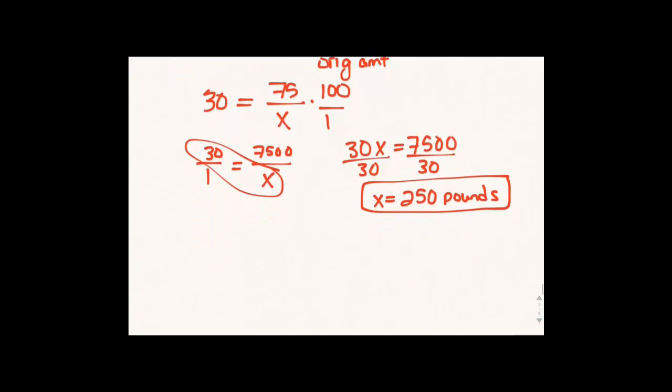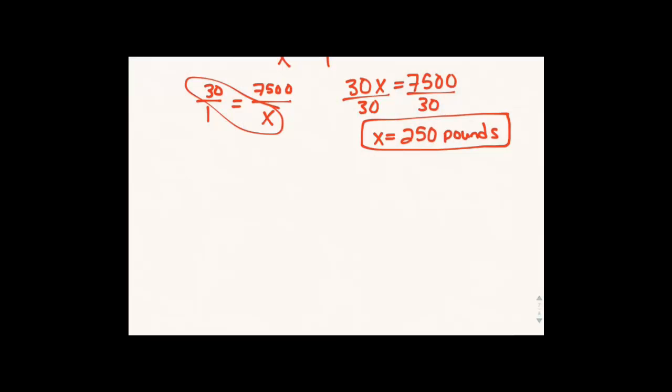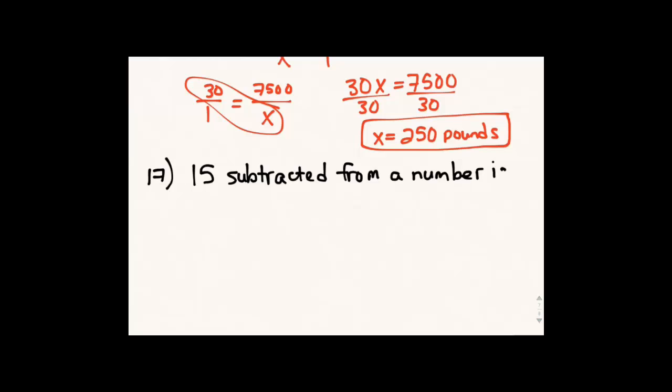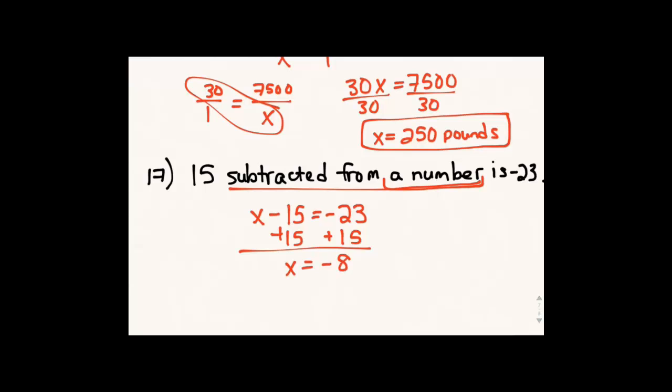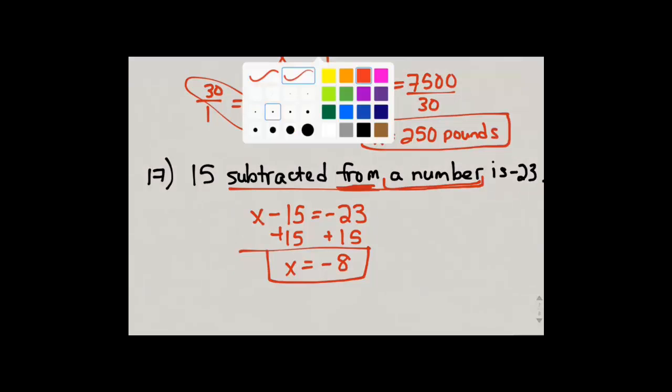Okay, so our next problem, we have a translate and solve problem. Number 17. We're supposed to translate 15 subtracted from a number is negative 23. Now, to translate this, we have to remember that when it says subtracted from a number, that means we start with our a number, which is our x. So x minus 15 equals negative 23. And then to solve this, we just add 15 to both sides, and that gives us x equals negative 8. Just remember, when you see subtracted from, that whatever follows from has to be your first thing you write.